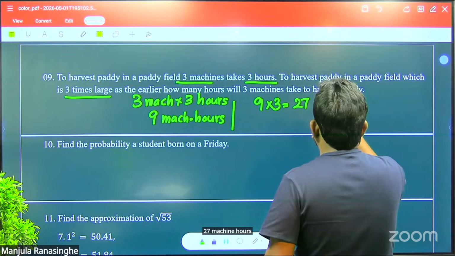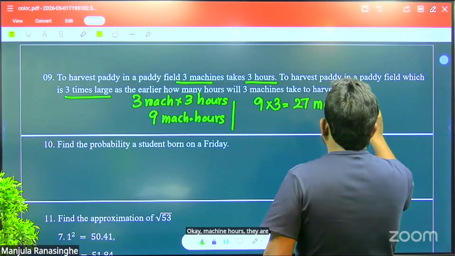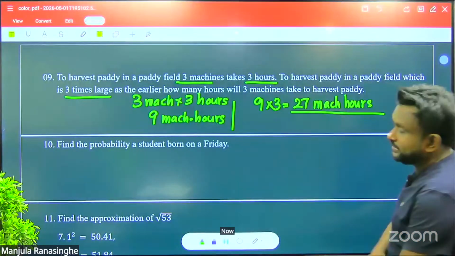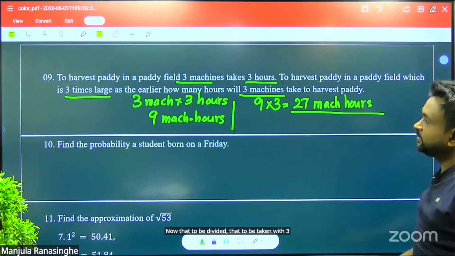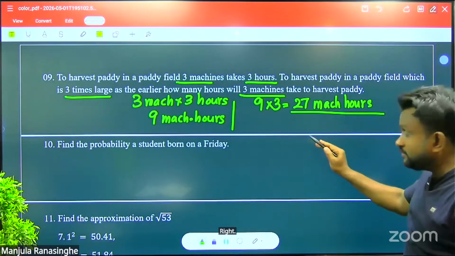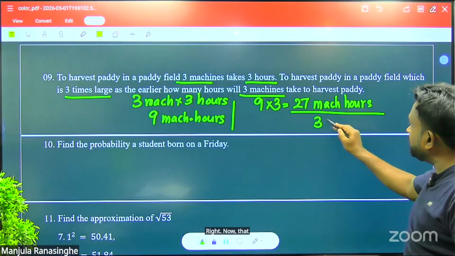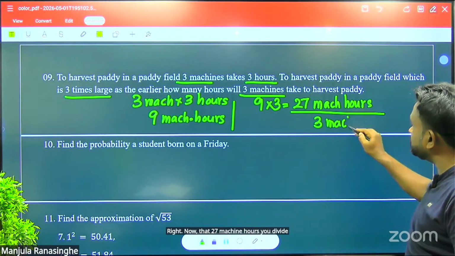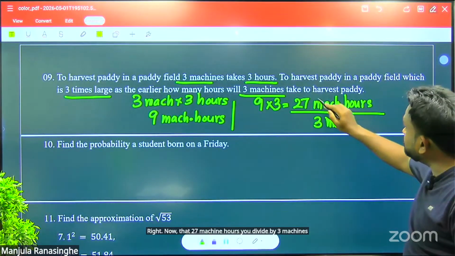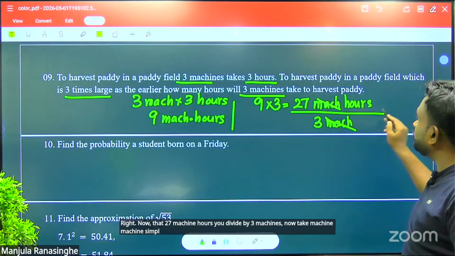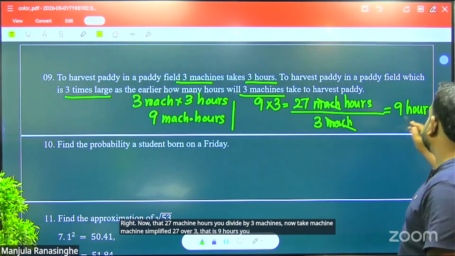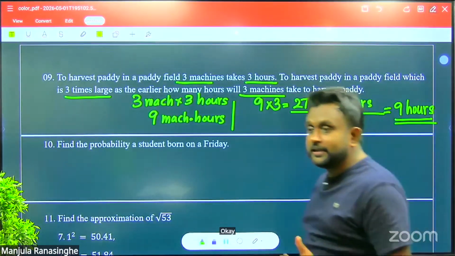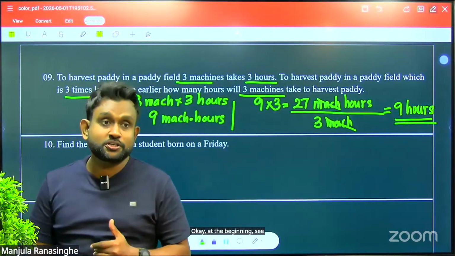Okay, machine hours there. Now that is to be divided, taken with 3 machines. Now that 27 machine hours you divide by 3 machines. Simplified, 27 over 3, that is 9 hours you required. Okay, at the beginning, see how we approach the question.